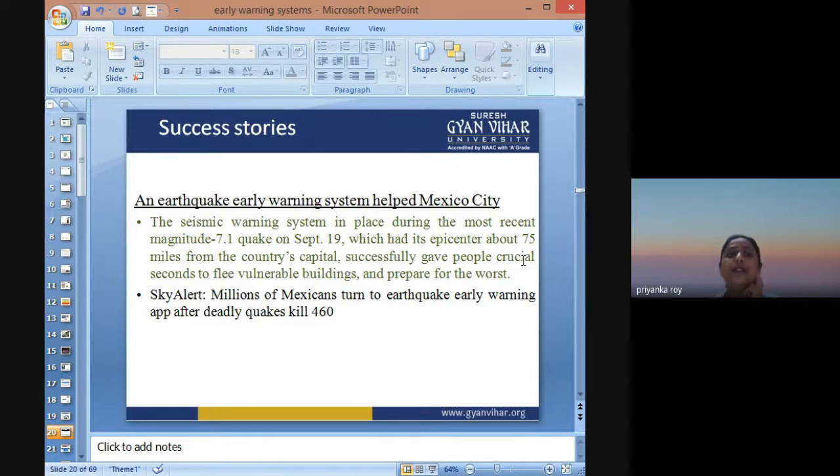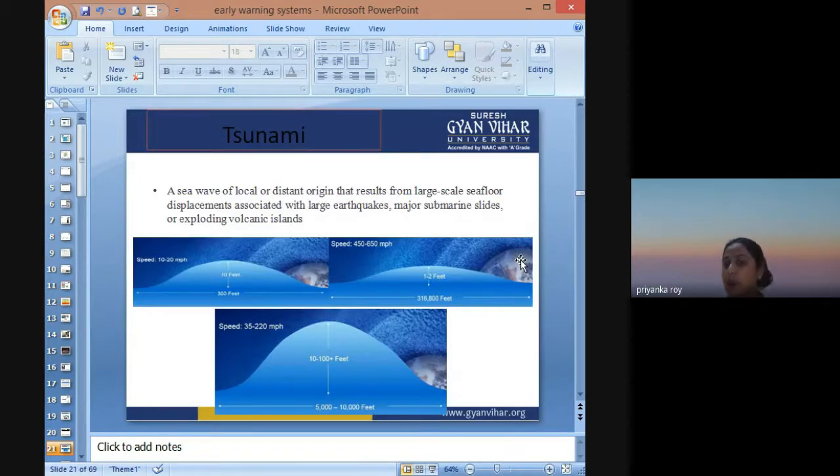So this, like SkyAlert, like millions of Mexicans turned to an earthquake early warning app after the deadly quake that killed about 460 people. Mexico is a very densely populated country, but the SkyAlert alarm system that has been installed in their cities alerted the countrymen to evacuate and take shelter to protect themselves. In an earthquake, we do not get much reaction time for evacuation, but rather for taking shelter.